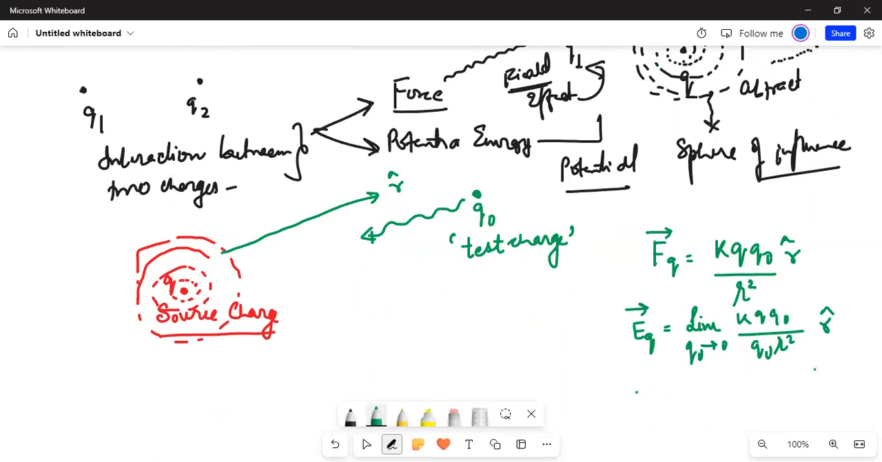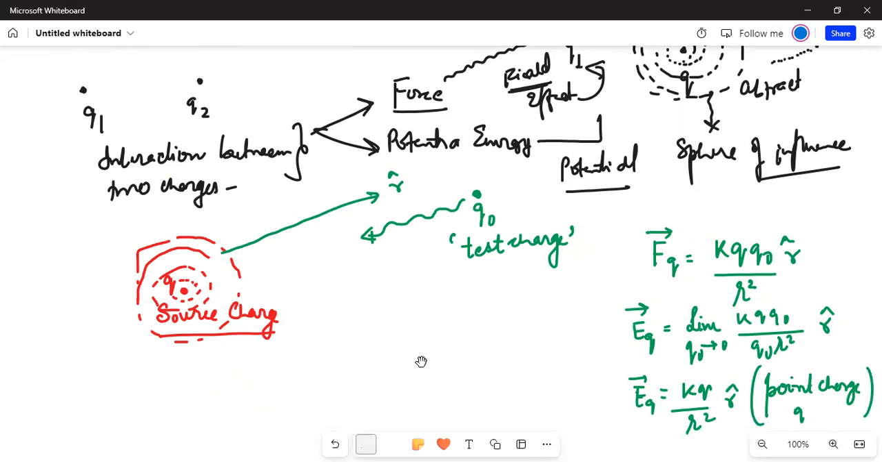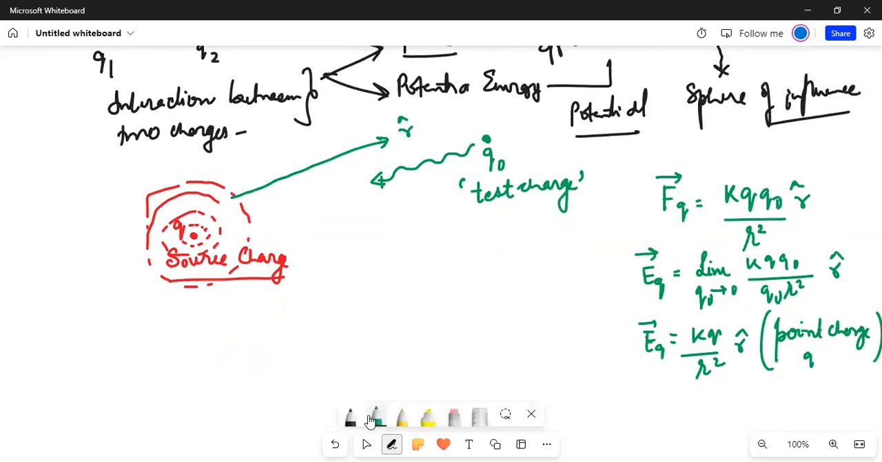Yes, sir. Okay, and usually you would find teachers not writing in this very intricate form. So they would say the field due to a point charge Q is given by KQ upon R square. So this is the field due to a point charge Q anywhere in the space at a distance R. Is that clear? So at times you would find this, and another expression probably in NCERT or otherwise you will find what is field.